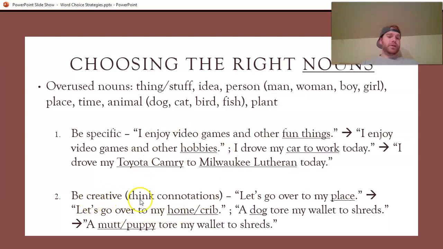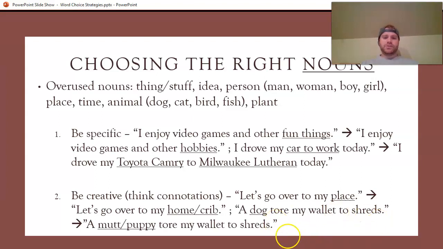Speaking of flavor, you could also be creative. This is where we think about connotation, so words that have the same meaning, so to speak, but have different emotional tones to them. Check this. Let's go over to my place. Place is a super vague noun, let's replace it. Let's go over to my home. Home has a very warm, comforting connotation to it, right? Hey, let's go over to my crib. That has more of a slang connotation to it, right? Even changing place to home or place to crib changes the entire tone, the entire creative feel of that sentence. I can make that more or less formal depending on what I'm writing.